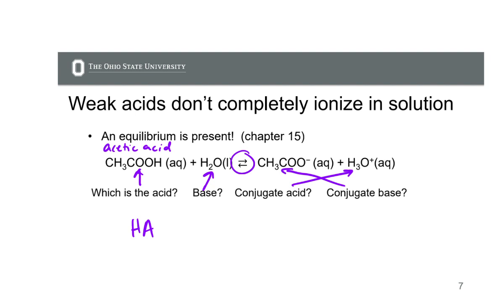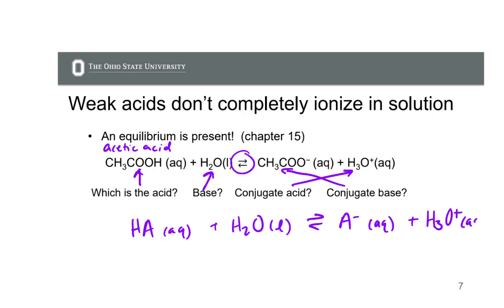If we react this with water, we're going to form its conjugate base, A minus, and H3O plus. So that is a very generalized weak acid equilibrium. And this is the one I will essentially use every time. HA plus H2O in equilibrium with A minus and H3O plus.